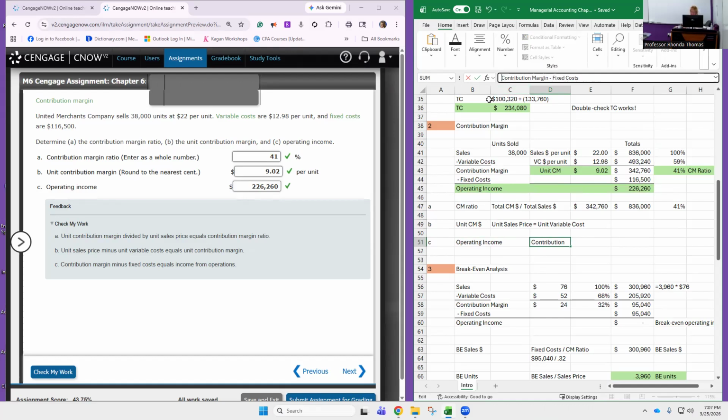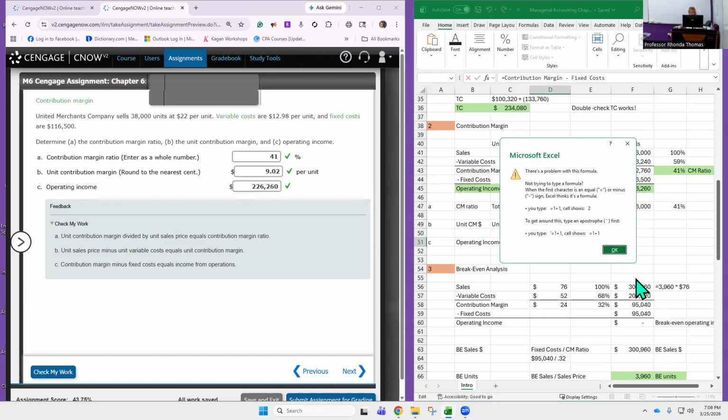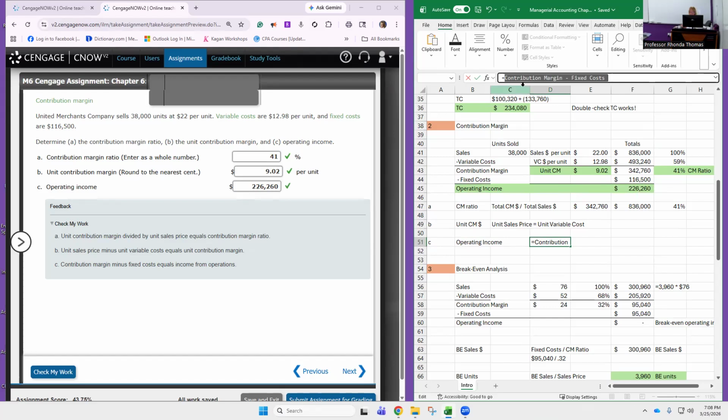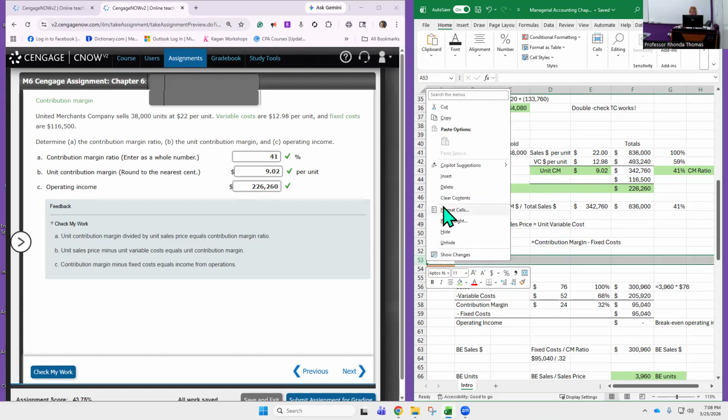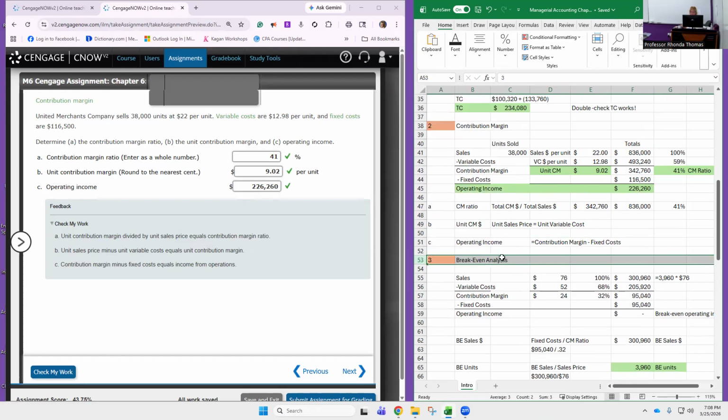Okay, so if they ask, some of these you have to practice. Okay, I'm going to put a little asterisk in front of it so it'll stay put. All right, there are the formulas for that. Okay, now we're moving on to break even.